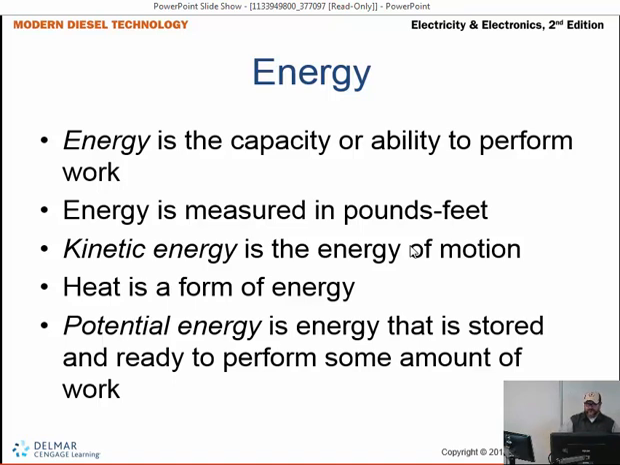It just changes form. So the McMuffin I ate this morning had caloric value. I'm burning it up. I'm using it in heat. I'm using it in sound. So it had potential energy, and then it is expelled, right? So potential energy is energy that is stored and ready to perform some amount of work.